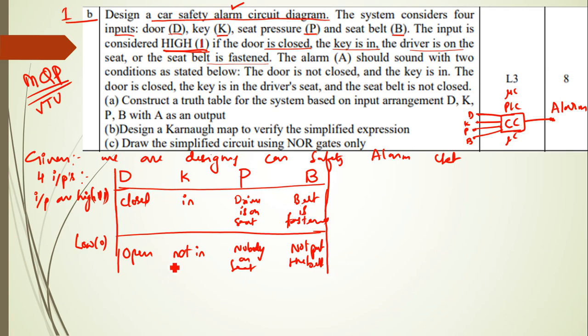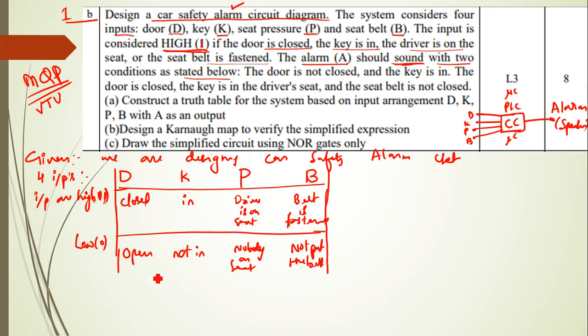Okay, so now let us see for what condition an alarm is to be generated. The alarm should sound with the two conditions as stated below. See, there are two conditions for which the alarm should sound. An alarm is actually a speaker. This is also a type of device, right? For inputs also we are using four devices, and for output also we have to use some device to give the alarm, right?